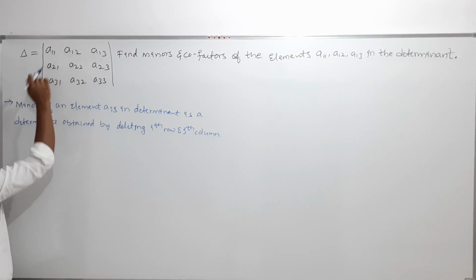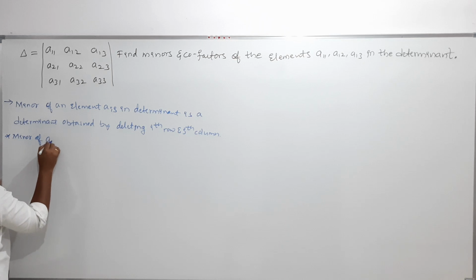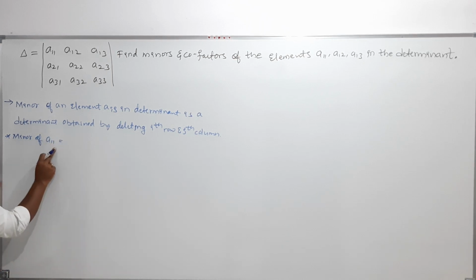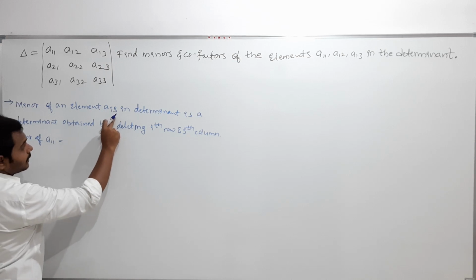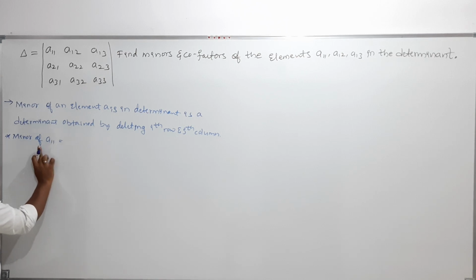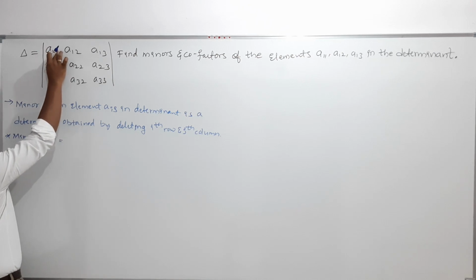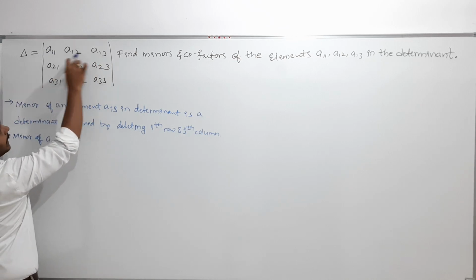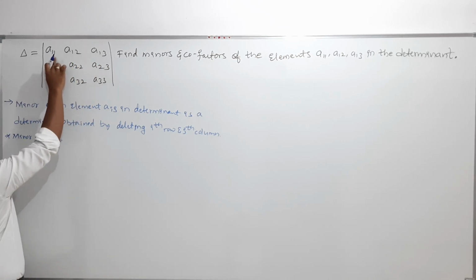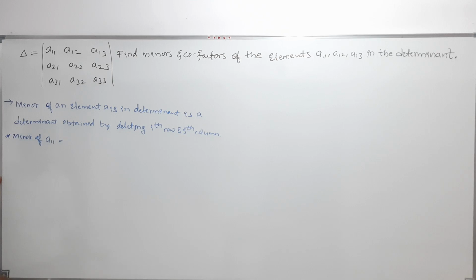Now I require the minor of a11. So I will write here the minor of a11 is equal to. What is the minor of a11? How to find the minor of any element aij, I told you: I should delete the ith row and jth column. But here I require the minor of a11. The minor of a11 means this element. If you want to find the minor of this element, you should delete this row and this column. I mean, the row and column where the a11 element lies we should delete, and next we consider the determinant of the remaining elements.